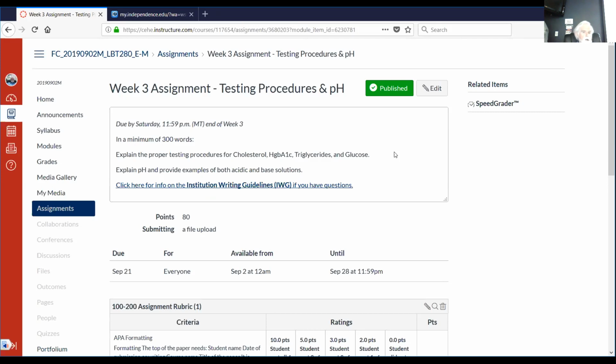Just look these things up. It's short. 300 words isn't even a full page. So it's not that big an assignment. But what I want you to do is look at that. And then the testing procedures will include the sampling procedure. So include how you run the test.